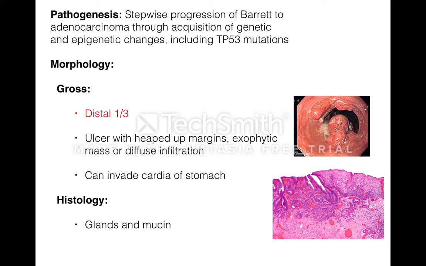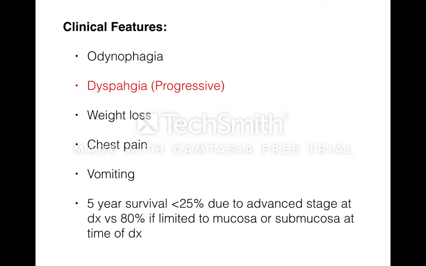On endoscopy, adenocarcinomas are typically found in the distal 1/3 of the esophagus and grow as either ulcers with heaped up margins, an exophytic mass, or as a diffuse infiltration. And in the picture, you can see it growing as a mass into the lumen. They can also invade locally into the cardia of the stomach. On histology, you can appreciate the glandular formation, and there's often a lot of mucin production.